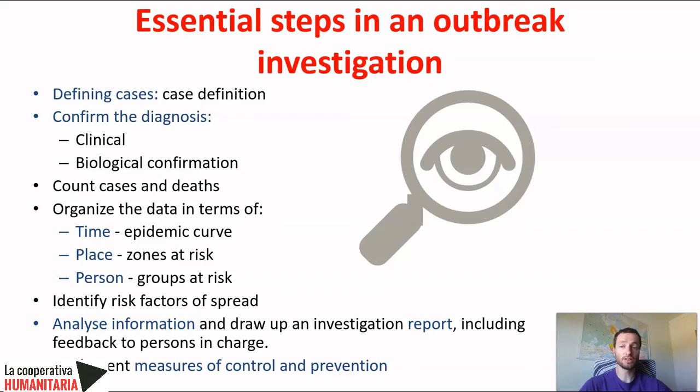Then we should count cases and deaths. So create a list of the number of cases, and if they are dying, record that this person died of cholera at this date. With this list, we will be able later on to create the graphs of time, place, person that we have seen during the training. With all the information in the list, we can create these graphs, which will help us define where the situation is worse and where we should start intervening.